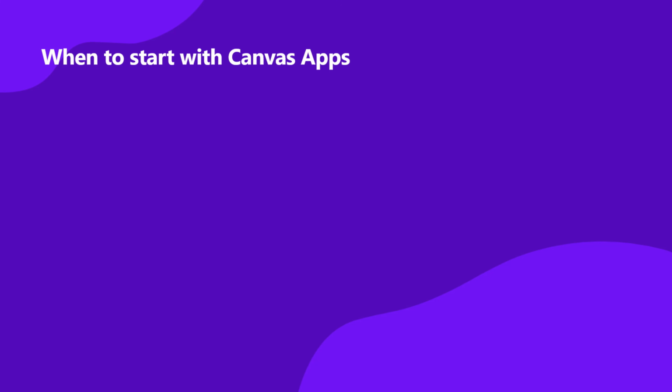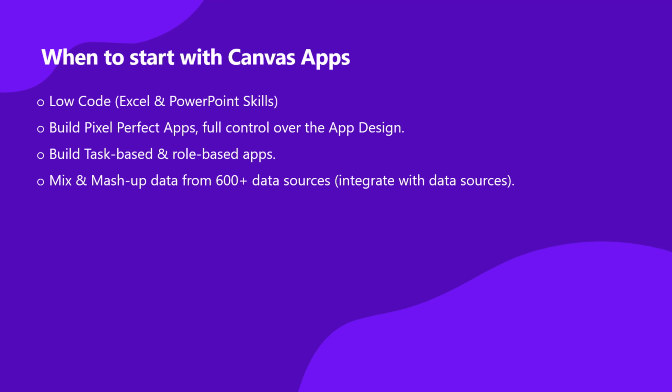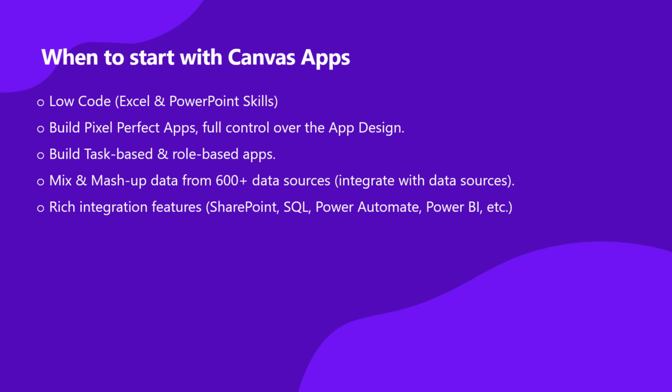So when do we start with a Canvas app? Firstly, Canvas app is low code. So with basic Excel and PowerPoint skills, you can quickly get started with creating Canvas apps. When you run into scenarios wherein you need to build pixel perfect apps, you need full control over the app design. You can create task and role based apps. If you have scenarios wherein you want to pull in data from multiple data sources, it has rich integration features. You can leverage all the native mobile capabilities through Canvas apps.